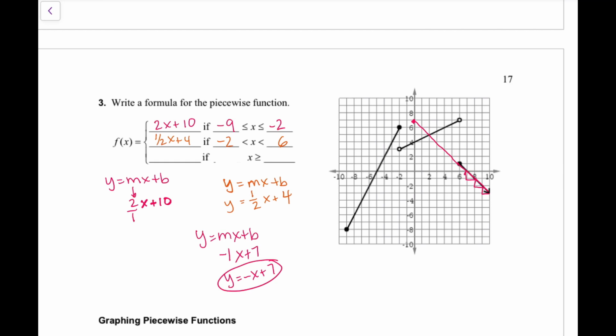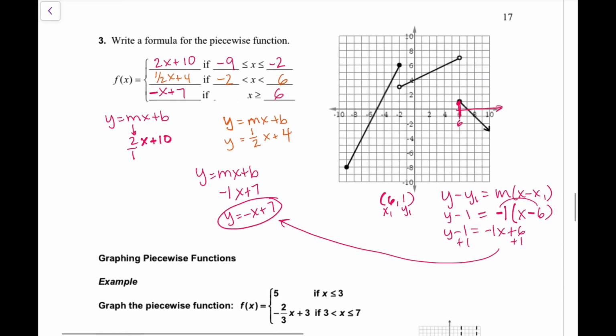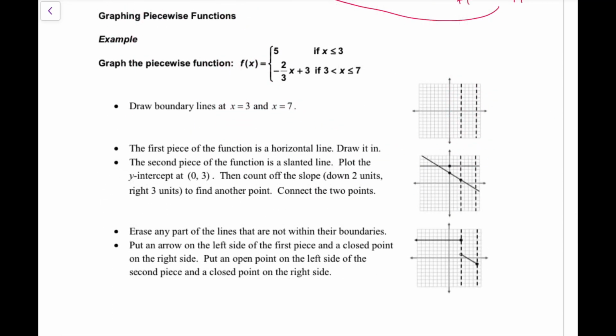Now I want to show you a different way that I can do that. I have this point here, it's the point 6,1. I have my equation y minus y1 equals m times x minus x1. That gives me that same equation I got here, y equals -x plus 7. Now this one is if x is greater than or equal to 6. So this is the 6. So if it's greater than or equal to 6, we get this equation here.